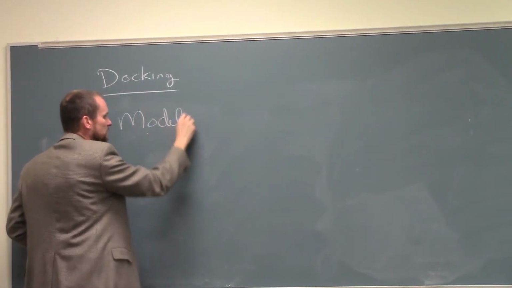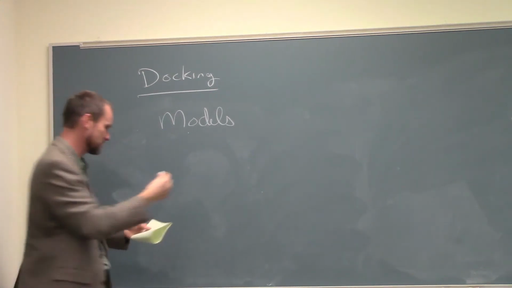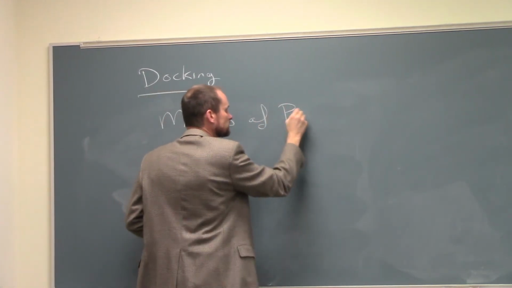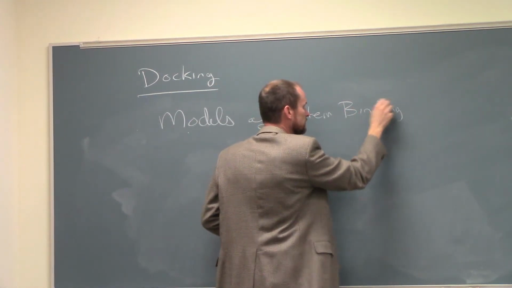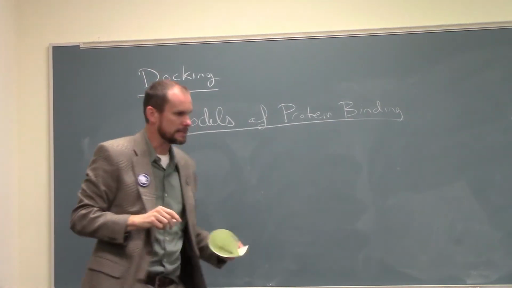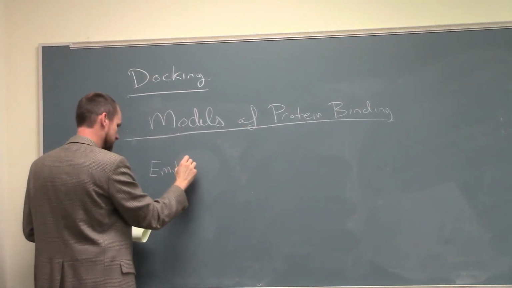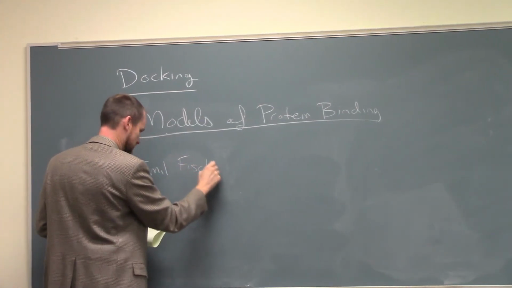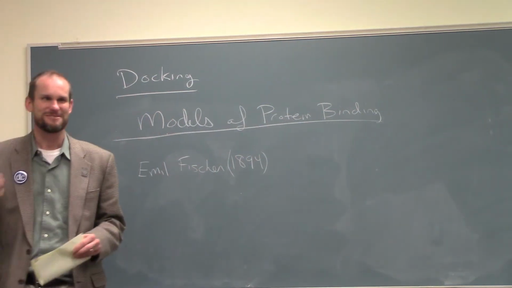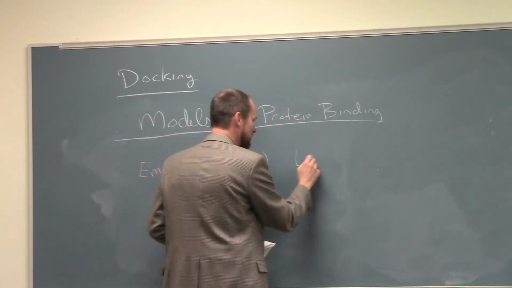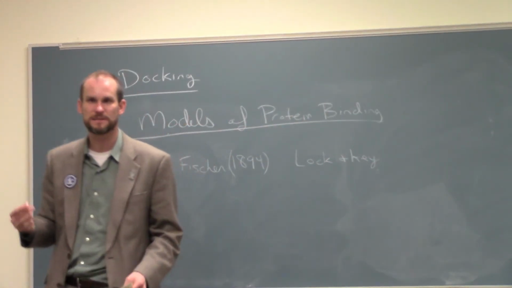How do proteins really bind? Well, really bind. Models of how proteins bind, or theoretical models of how proteins bind. So the first model goes way back to Emil Fischer in 1894, before we even really knew what all of these proteins were made of. And the model is that of lock and key. How do proteins bind? They're simply lock and key.